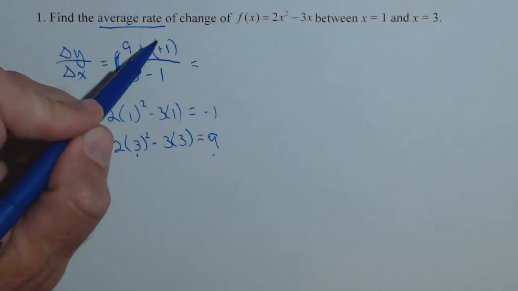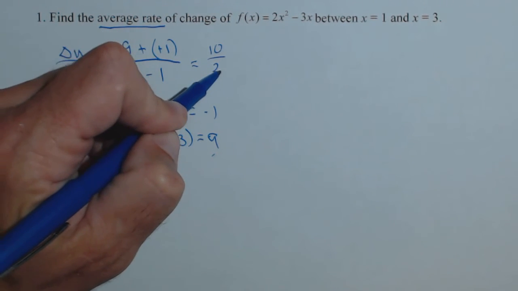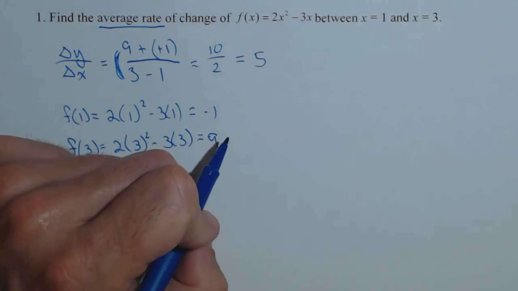9 minus a negative 1 becomes 10. 3 minus 1 is 2, for an average rate of change of 5.